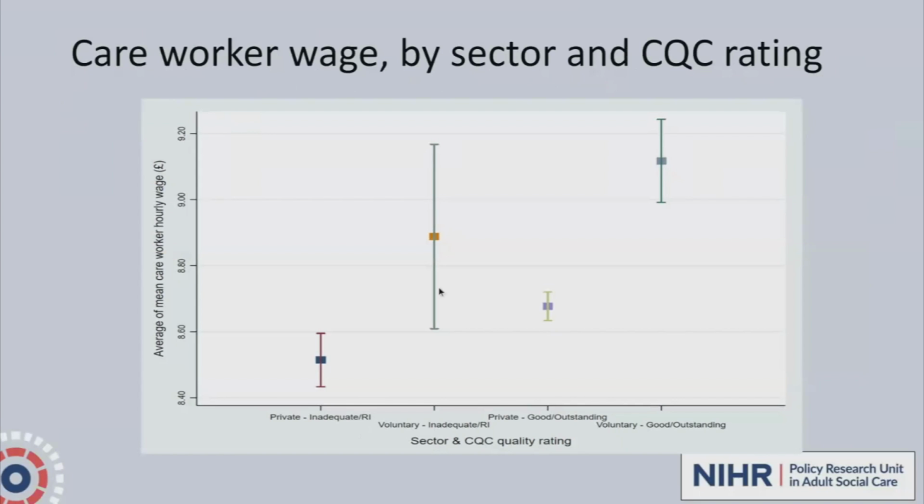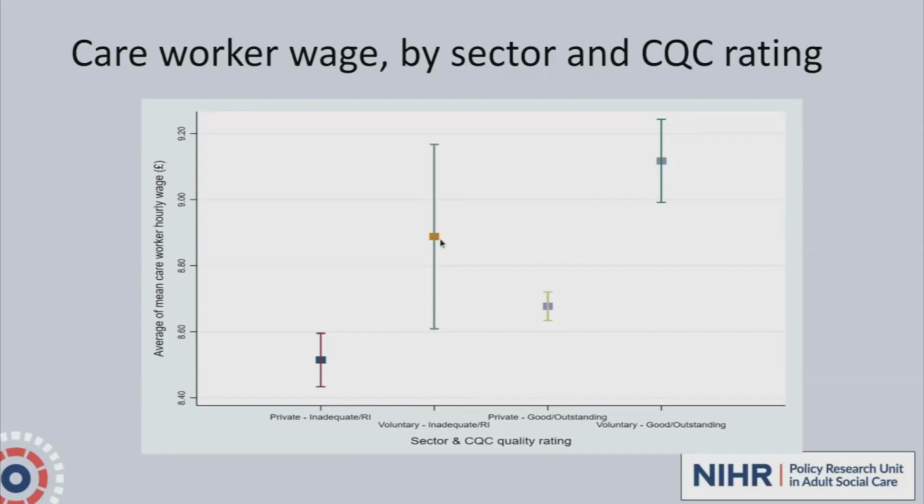So the first two parts here we're looking at lower quality, inadequate and requires improvement, and the second half of the diagram we're looking at the higher quality. This is by private sector and then voluntary sector within quality. What we can see is that within the quality ratings inadequate and requires improvement, the voluntary sector does pay a significantly higher wage.